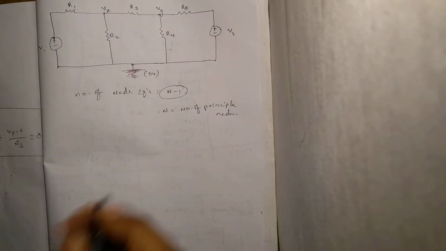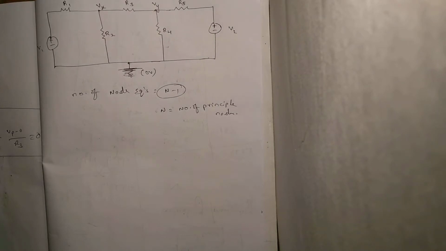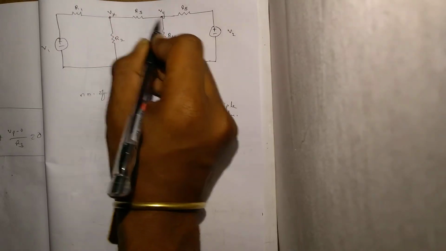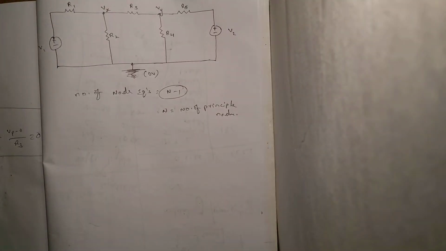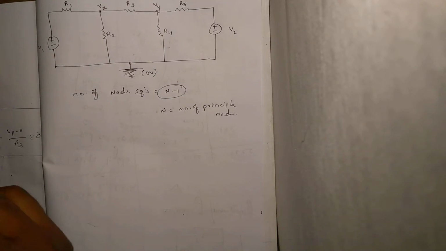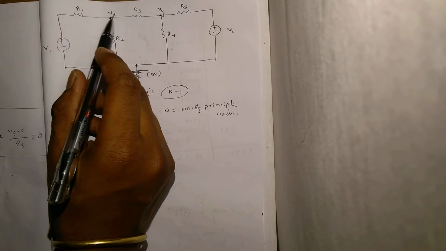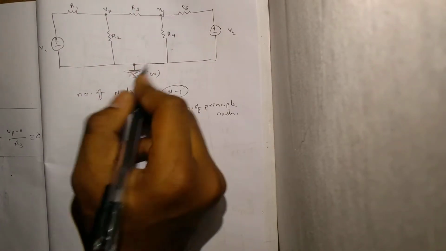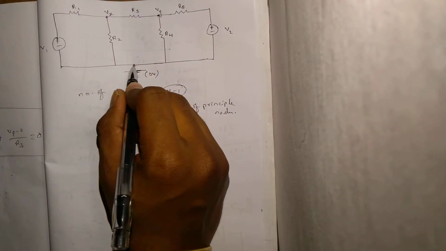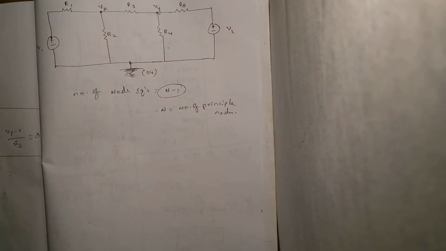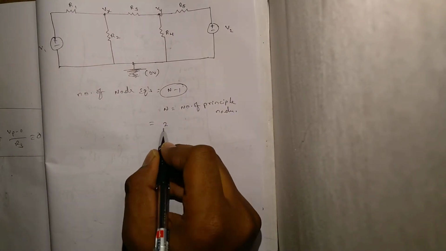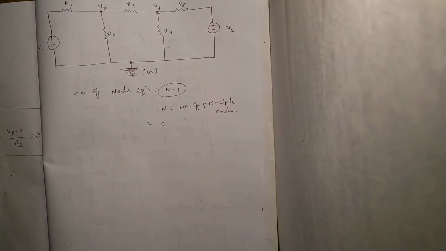Just see how many principal nodes there are here. This is one principal node, this is another principal node, and this is another. What do you mean by principal node? A principal node is the intersection of two or more branches. So see here, three branches are intersecting here, three branches are intersecting here, and 1, 2, 3, 4, four branches are intersecting here. So there are three principal nodes here. So 3 minus 1, on the whole you'll have two node equations for this circuit.